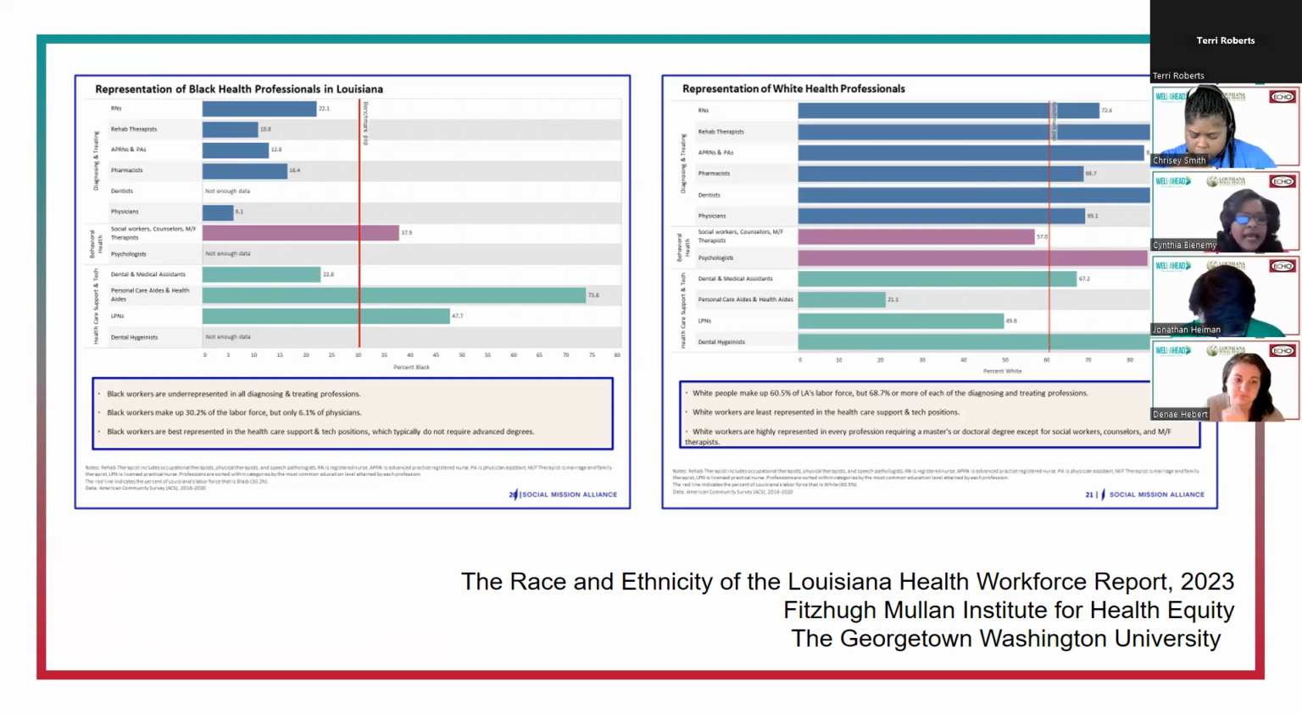Black workers are best represented in healthcare support and tech positions, which typically do not require advanced degrees. And there is a report presented to the Health Works Commission, I think in 2022, that said the data revealed that the majority of registered nurses, physicians, and surgeons are white. Most home health aides are Black, and licensed practical and licensed vocational nurses are roughly evenly split between white and Black workers. Data also shows that the workforce rarely reflects the actual racial distribution of the Louisiana population. In fact, white workers are largely concentrated in occupations with high earnings, while Black workers are concentrated in occupations with relatively low earnings. That's a historical perspective, but we're seeing it translated even in this data from 2020.